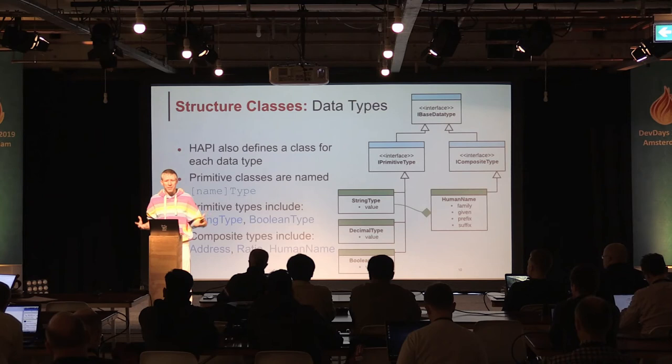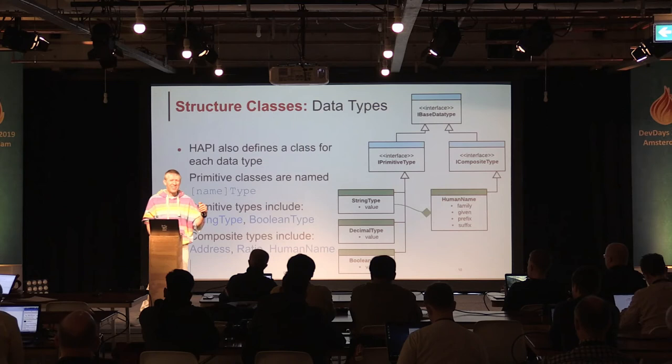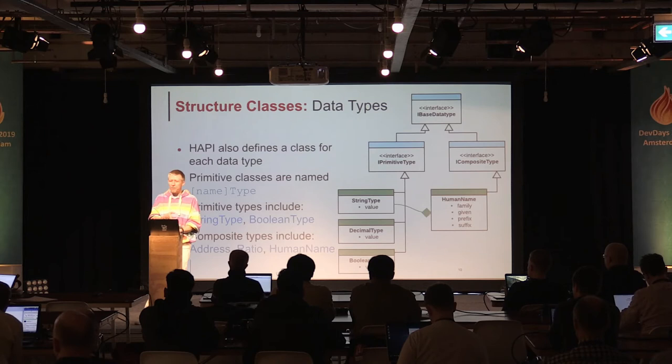So we define a data type for address. It's got fields like street and city and country and state, postal code. I'm testing myself if I can remember all of its fields. And all of that is sort of encapsulated in this address data type within FHIR. And then the HAPI FHIR library has a class called Address, which represents that.